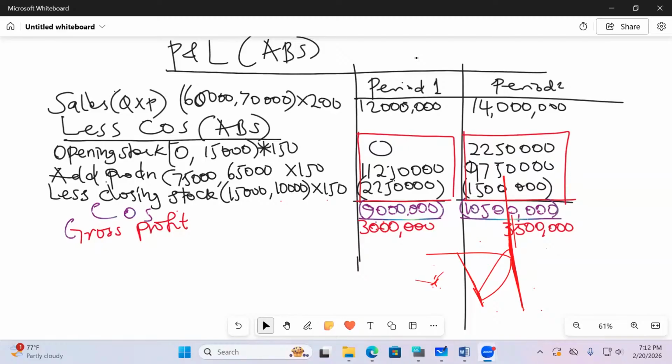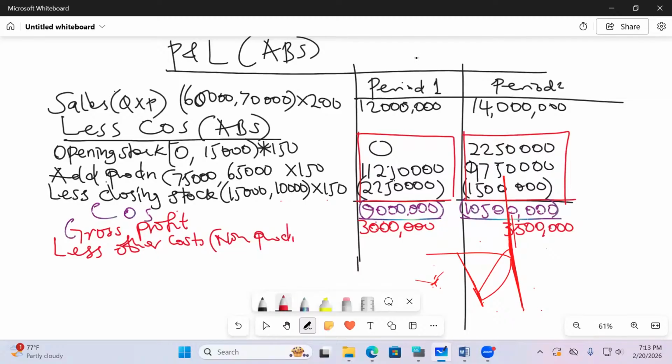So having gotten gross profit, what will be the next step? We less other costs, what the brother is calling non-production. When you hear non-production, because I know your examiner would want to confuse you quite a lot, non-production costs are those costs that we incur post-production, like selling, distribution, administration. Whether variable or fixed, we lump them all here together.